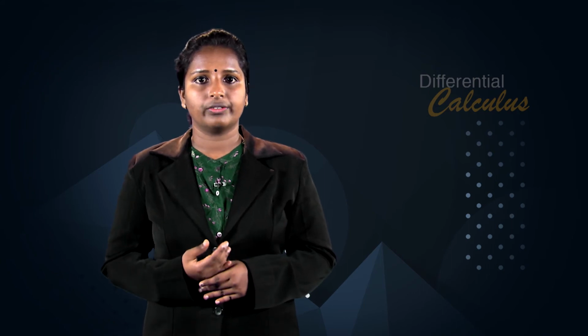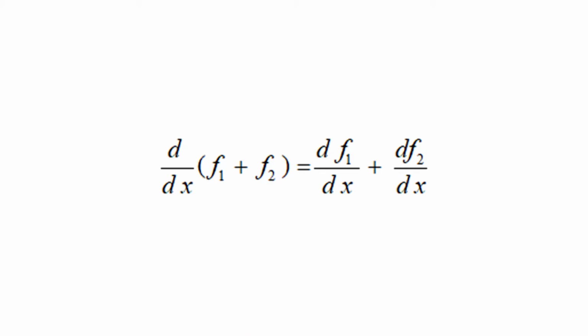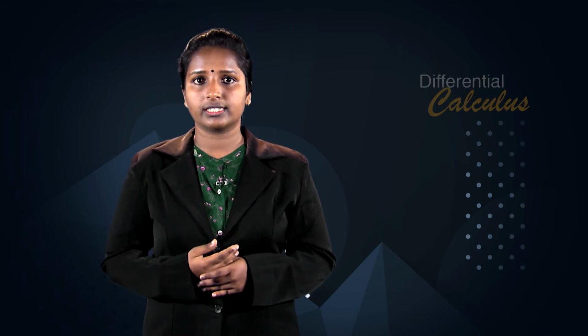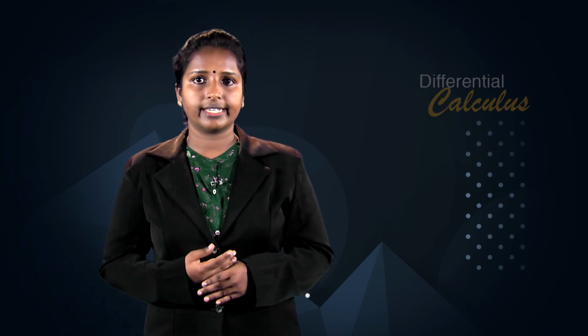By the sum rule, we have d/dx of f1 plus f2 equals df1/dx plus df2/dx. Hence, the statement is true for n equal to n naught equal to 2. This is step 1 of the induction proof. Step 2 is to show that if the statement is true for any positive integer n equal to k, where k is greater than or equal to 2, then it is also true for n equal to k plus 1.